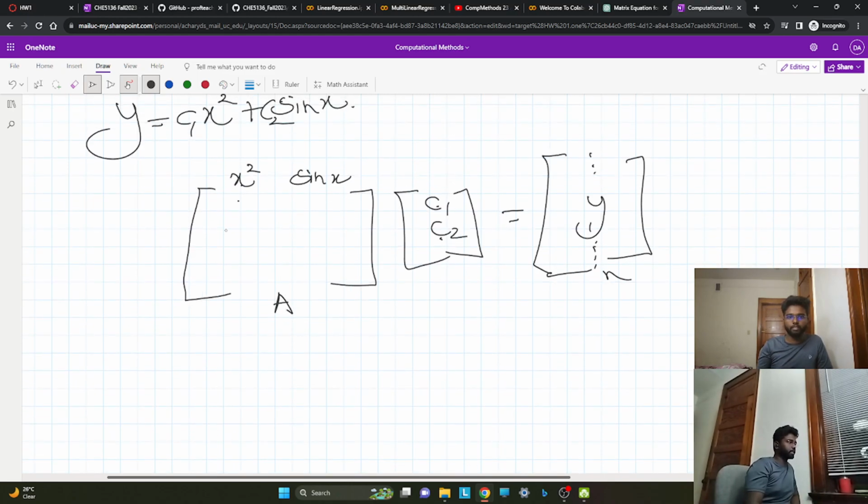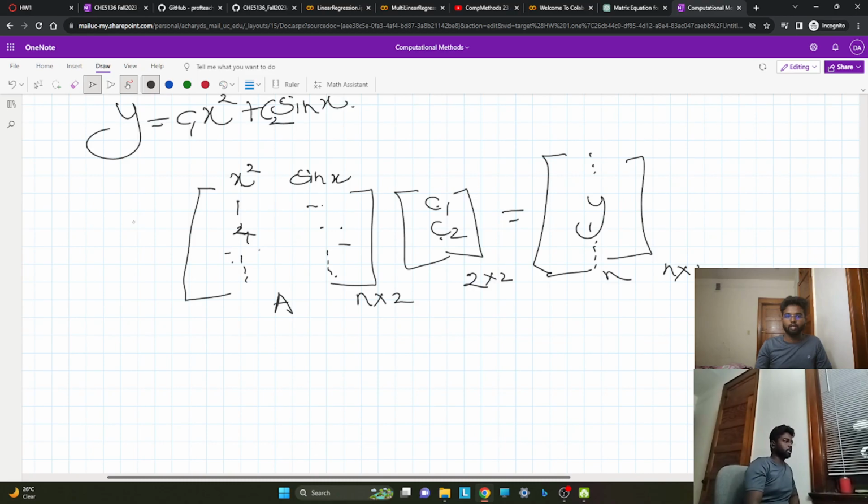For different values of x, you will get different values. For example, for 1 you will get 1, and sin 1 is some value. For 2 you will get something, for 4 you will get something. So there will be n values. It will be an n by 2 matrix, n rows and 2 columns, and here it will be 2 rows 2 columns, and these are n rows and 1 column.